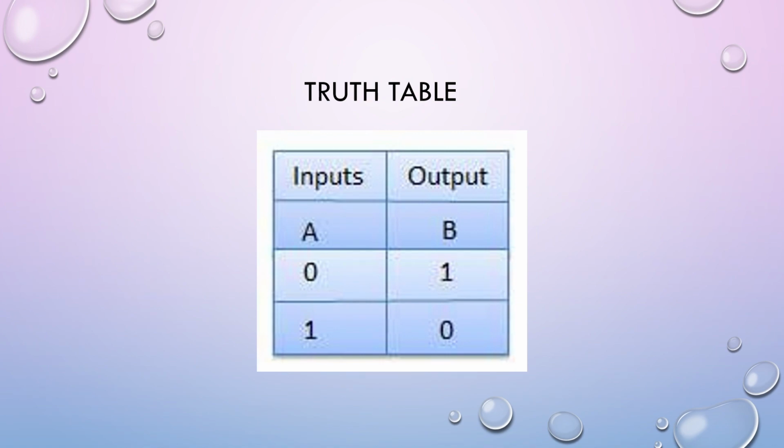Truth table. As I have said before, when the input is 0, the output will be 1. And when the input is 1, the output will be 0. It will be inverted.